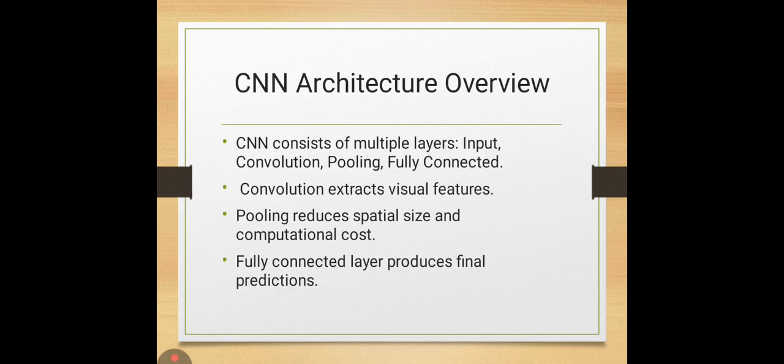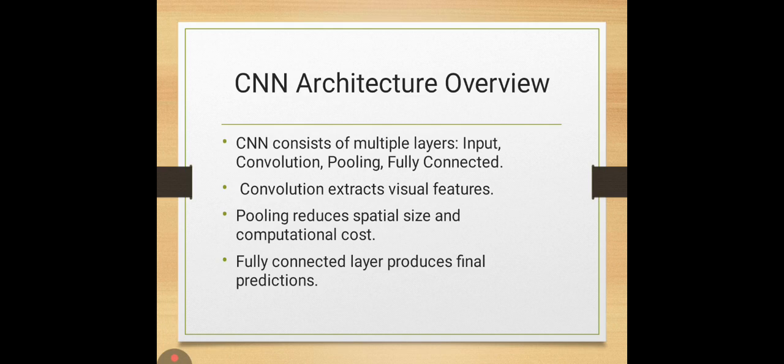So, the need for CNN. Traditional neural networks do not work efficiently with images because images have high dimensionality and spatial information. CNN overcome this problem by learning local patterns, reducing the number of parameters, and preserving the spatial relationship in images. This makes CNN more powerful and efficient for visual tasks.